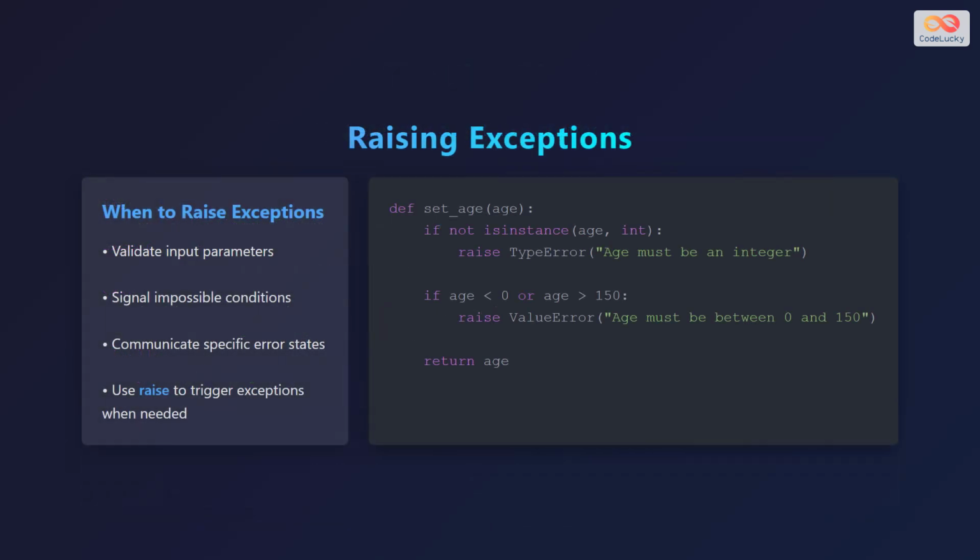You can also raise exceptions manually using the raise keyword. This is useful for validating input parameters, signaling impossible conditions, and communicating specific error states.